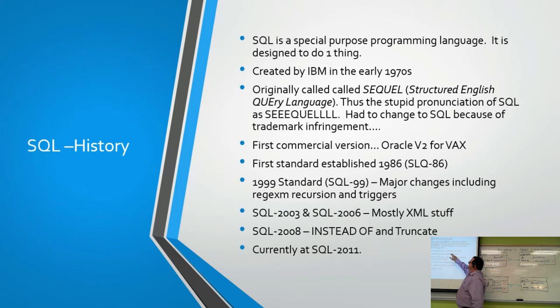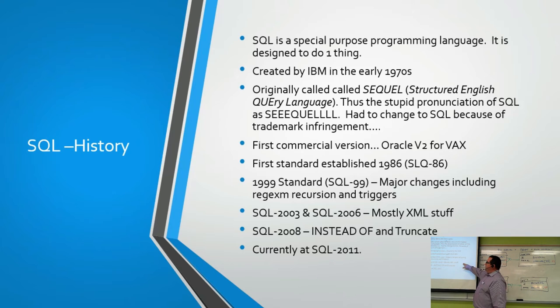The first commercial version came out on Oracle version 2 for the VAX computers. It's old. The first official standard was established in 1986. It was known as SQL 86. And then the 1999 standard came out, obviously, in 1999, and it included things such as recursion, triggers, and regex.